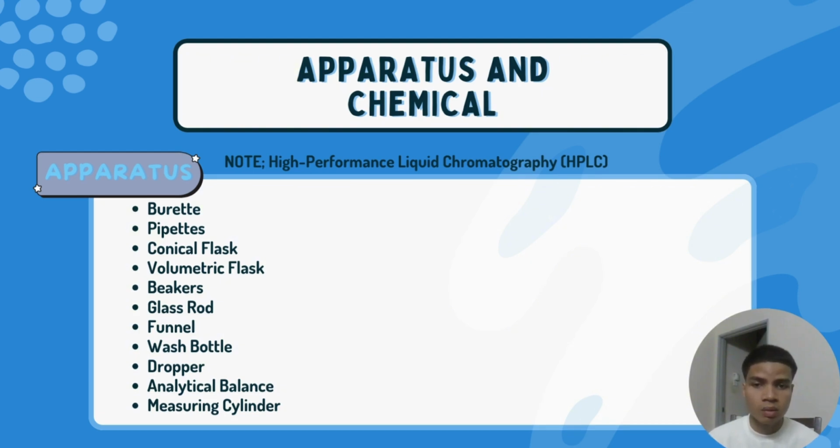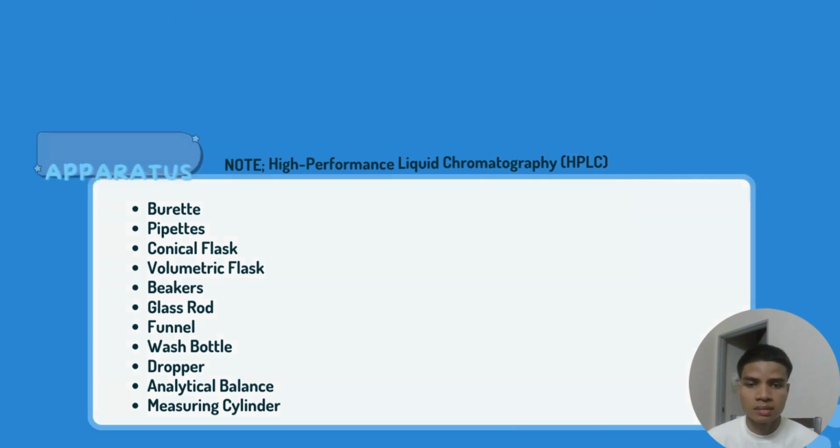The next item is the wash bottle, containing distilled water for rinsing. The next item is the dropper for adding a small amount of indicator or starch solution. The second last item is the analytical balance for weighing ascorbic acid and potassium iodide accurately. And the last item is the measuring cylinder for accurately measuring the chemicals.